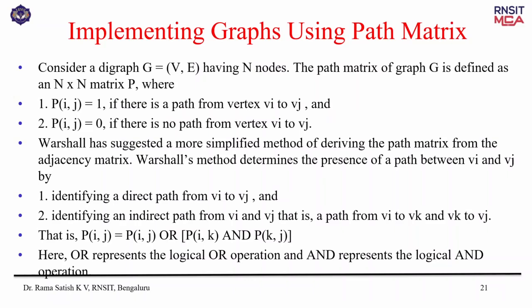Path matrix certainly displays the indication of whether there is any path. If there is a path, it will write 1. If there is no path, it will write 0.